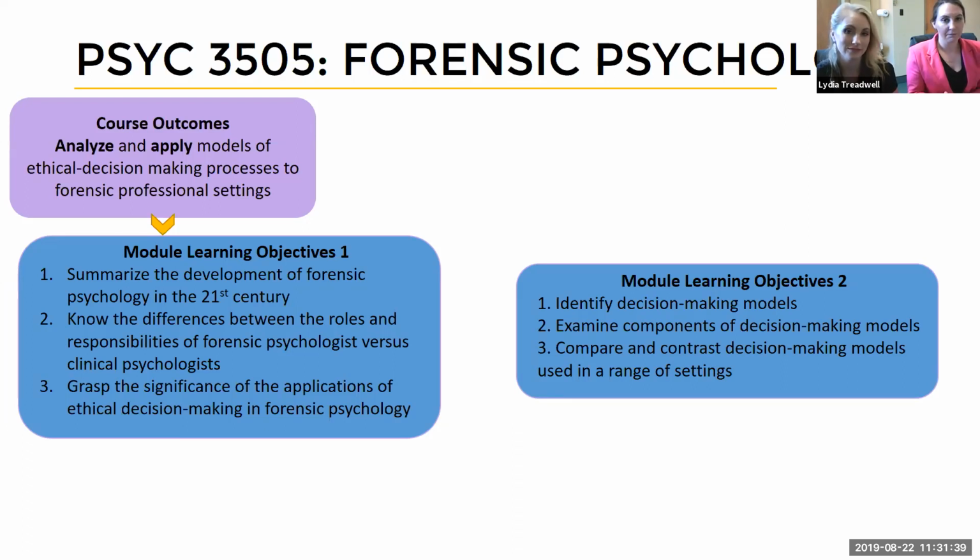Versus the second group of learning objectives, you can see that they start at a lower level. First, they are going to identify models. Then they're going to examine them, and finally they're going to compare and contrast them. And those are specifically about decision-making models. So it's that scaffolding that I was talking about, where you go from the bottom of the pyramid to the top, so that by the end of that module, I know that they can analyze and apply models of decision making.